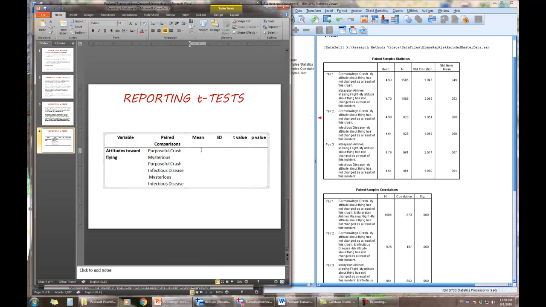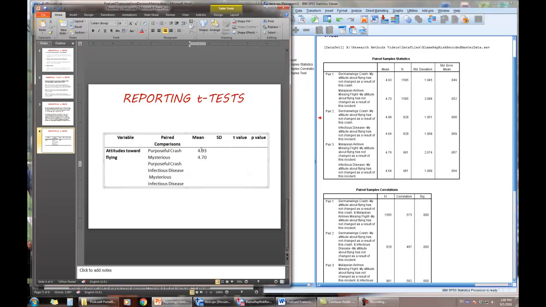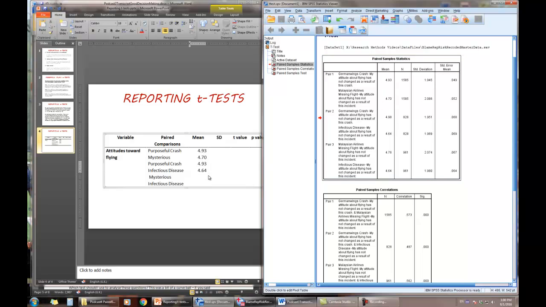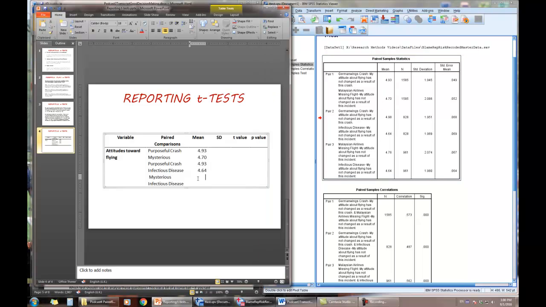So our mean on the purposeful crash was, again, 4.93. And then our mysterious one was a 4.70. And we enter it again, 4.93. Oops. And we compare that to our infectious disease, which was 4.64. And so again, you see where I'm taking these from this column and simply plugging them into this column. So then we go 4.93. And that one was an error.